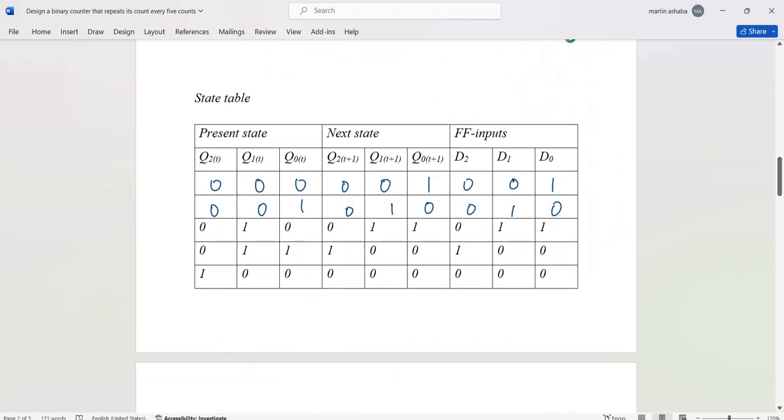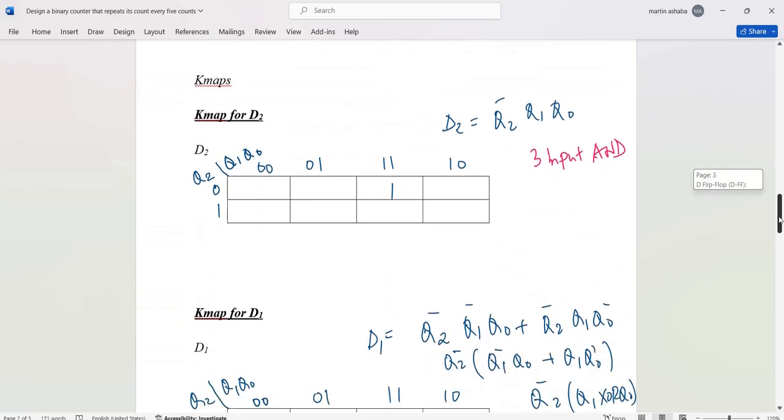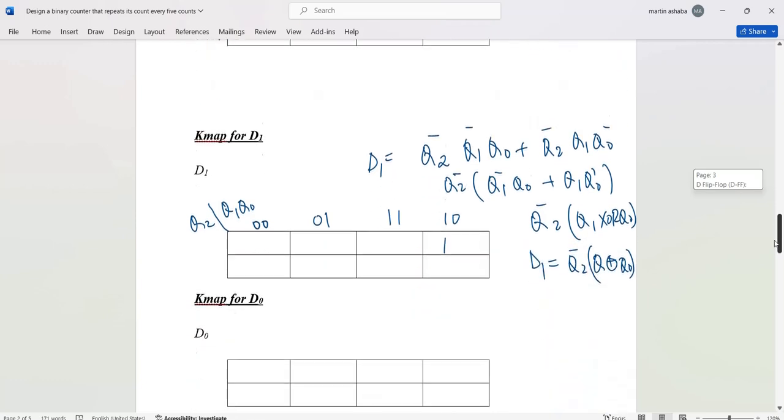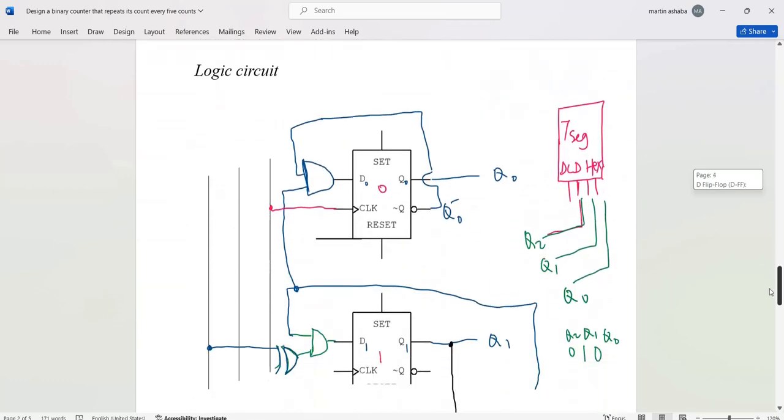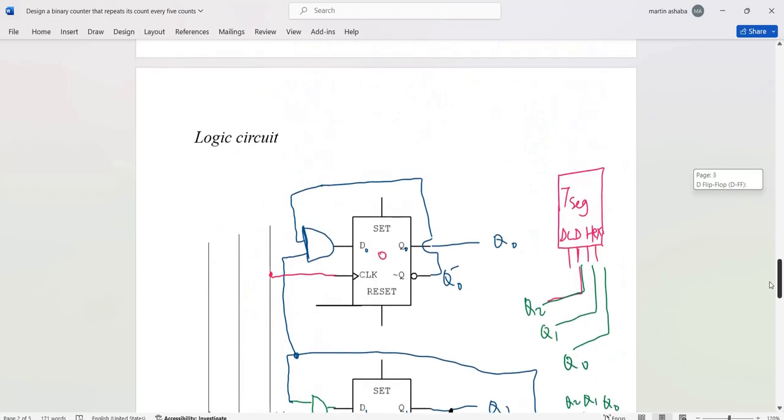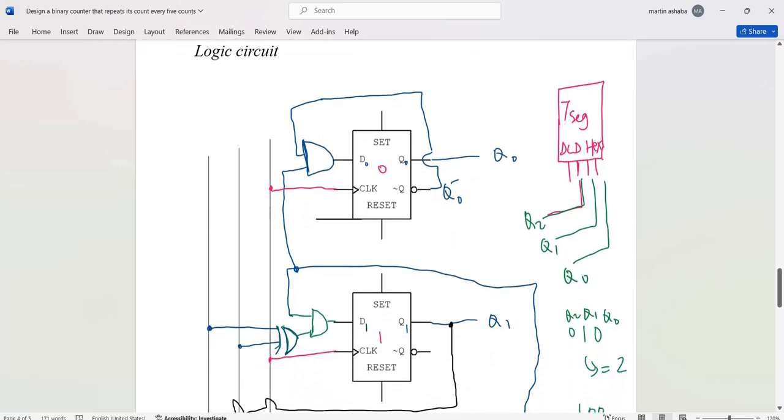So we go to the state table. The state table is also like this. You write your present state, your next state, and the flip-flop inputs. Then later on, you need to draw the K-maps or Karnaugh maps for each input, that is input D2, input D1, input D0. Then later on, draw the logic diagram. This was done earlier on. I'm going to share the link to that video so you'll be able to follow along and design this counter.